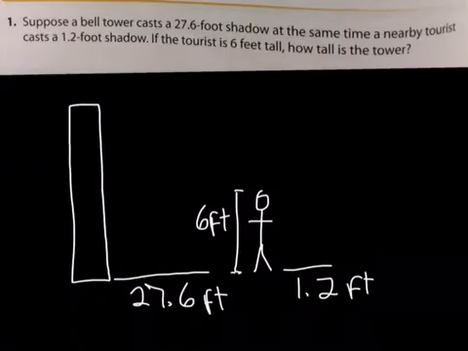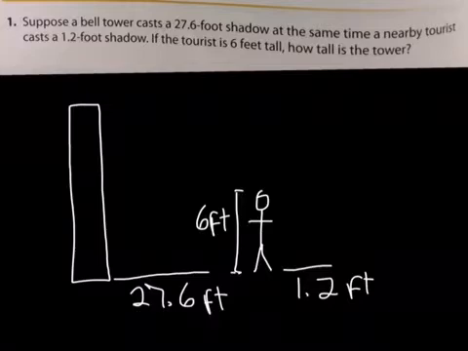So now let's try the word problem. Suppose a bell tower, this is my sad attempt at drawing a bell tower, casts a 27.6 foot shadow. So we'll call this the shadow. So here's our tower, and here's our shadow. At the same time, a nearby tourist casts a 1.2 foot shadow. There's our tourist, 1.2 shadow. If the tourist is 6 feet tall, you see there's our tourist, he's 6 feet tall. How tall is the tower?